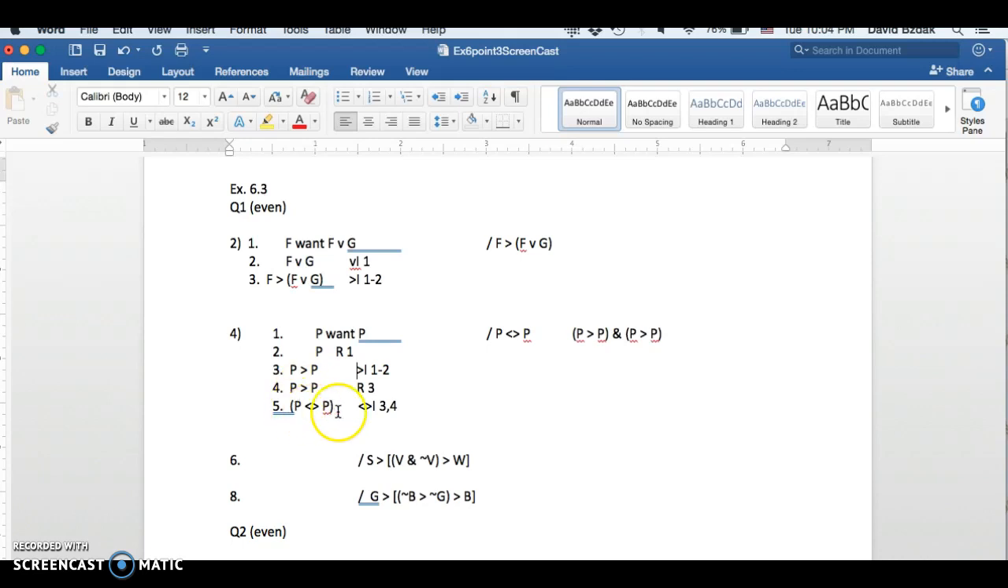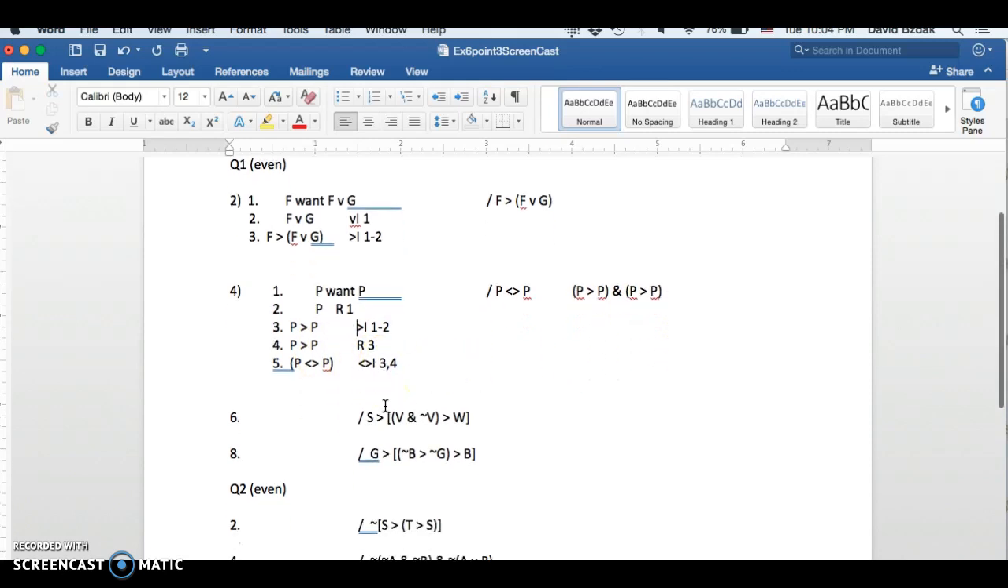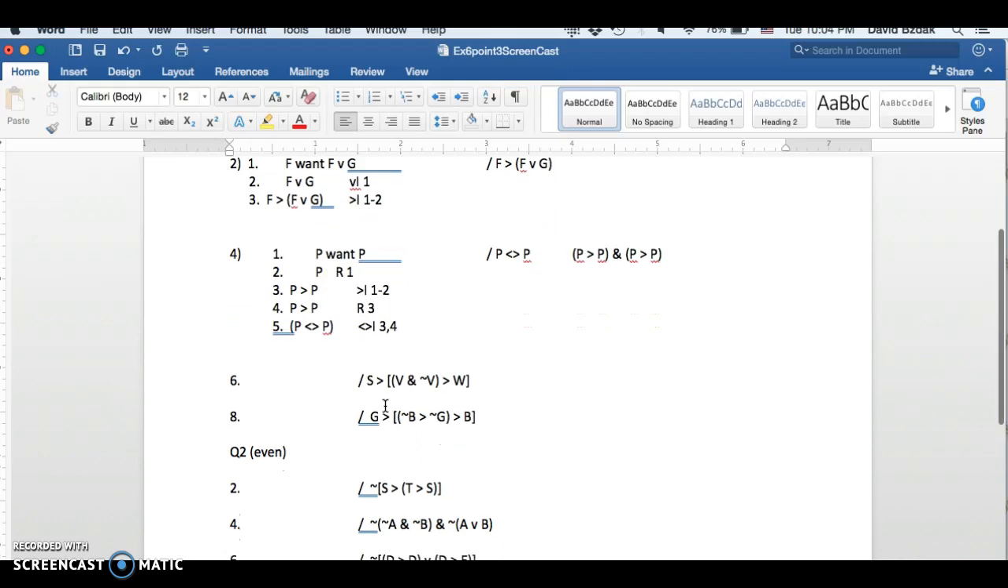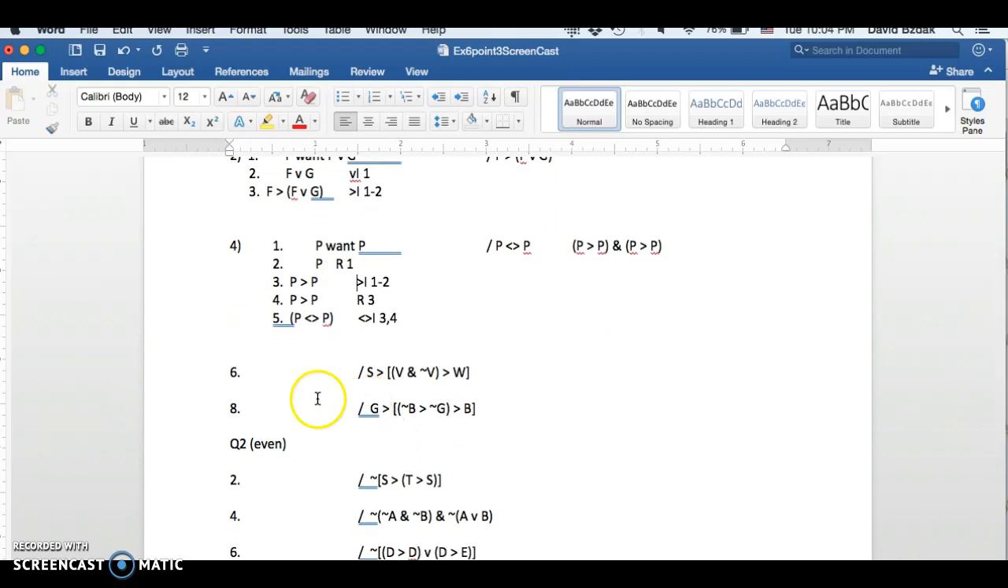Okay, so again, we proved this with no premises. We started with an assumption. We used that assumption to derive if P then P. We reiterated, so we had both halves of the biconditional. So then we use the biconditional introduction rule to put those together to get our conclusion.